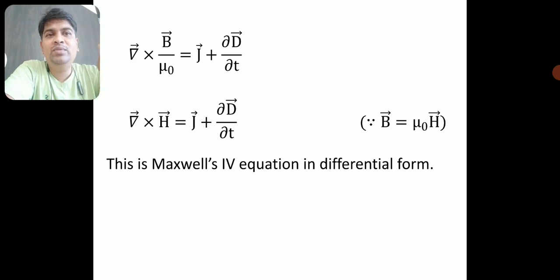I know the quantity B by μ0 is the H, which is the magnetizing force. So curl of H is equal to J plus ∂D/∂t. Because I know B, the magnetic field, is equal to μ0 H. So this curl of H is equal to J plus ∂D/∂t is Maxwell's fourth equation in the differential form. So I have derived Maxwell's fourth equation.